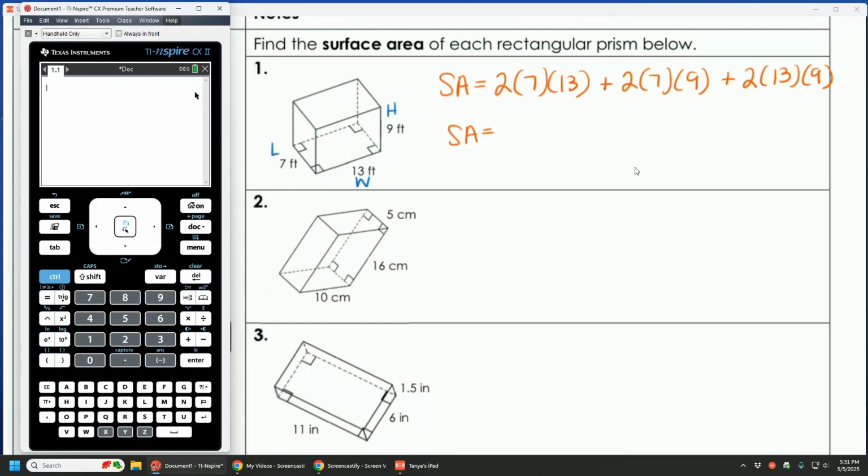So there's my calculator. 2 times 7 times 13, plus 2 times 7 times 9, plus 2 times 13 times 9. Okay, and that is what I get, 542. So my surface area is 542 square feet.